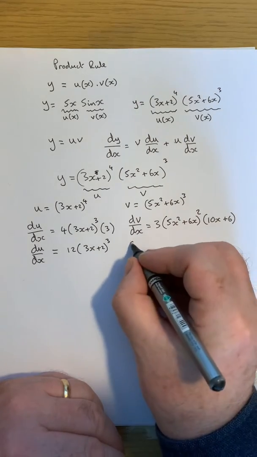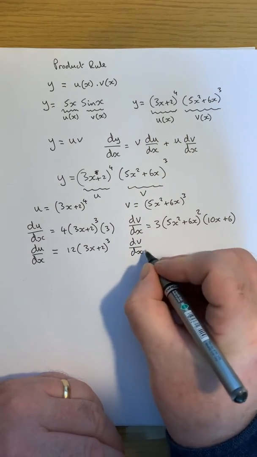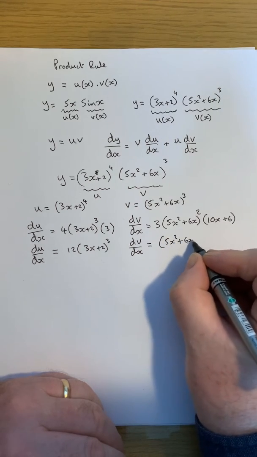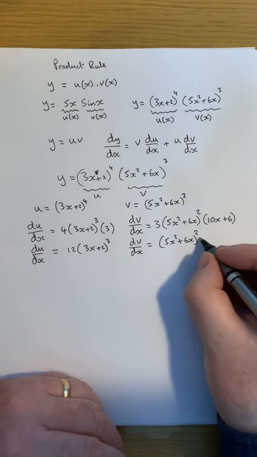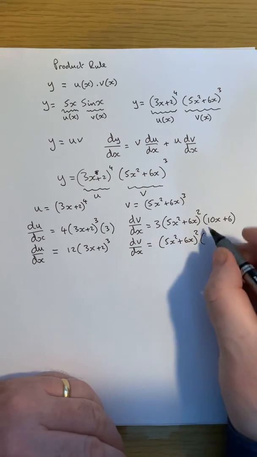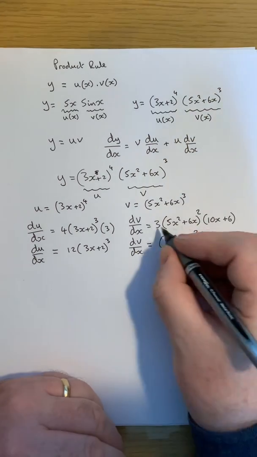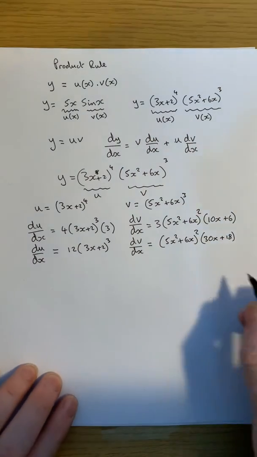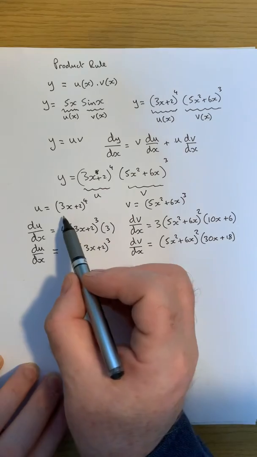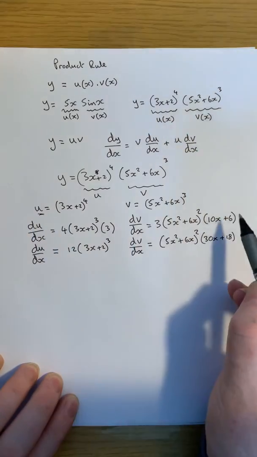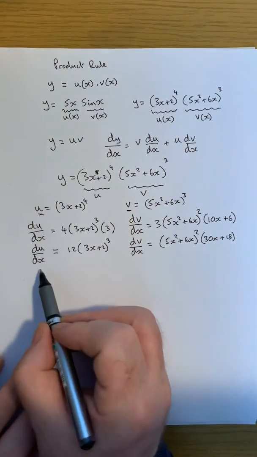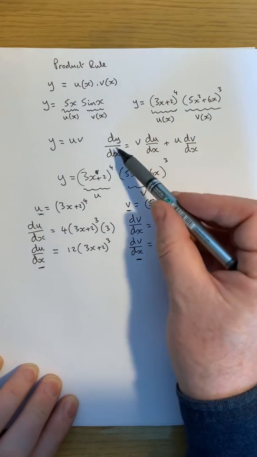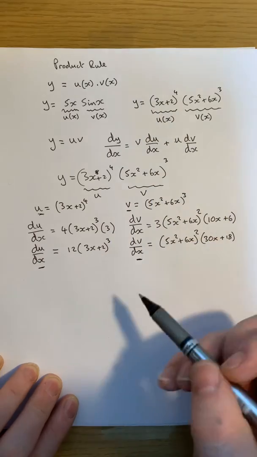So I suppose I could just tidy up a little bit here. dv by dx equals (5x squared plus 6x) all squared, and then in the brackets, 3 times 10x is 30x, 3 times 6 is 18. So keep it like that. So now you can see that we've got u, we've got v, we've got du by dx, we've got dv by dx, and those are all the terms that are needed for the product rule.